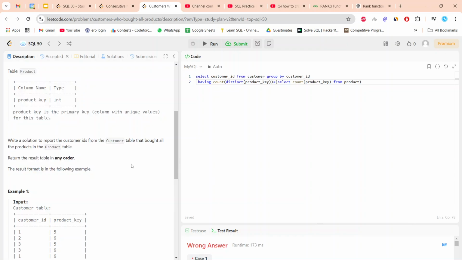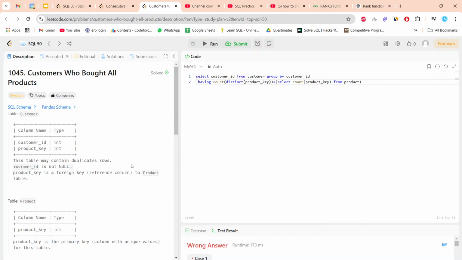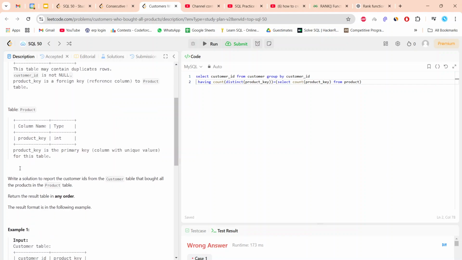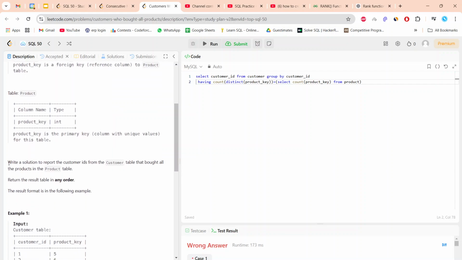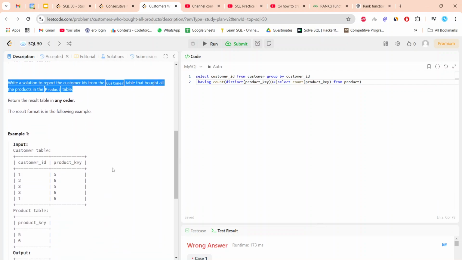Welcome back again to this series where we are covering the easy to intermediate level of questions in SQL. Today we have this question from Leetcode where we need to find the customer IDs from the customer table who bought all the products which are mentioned in the product table.